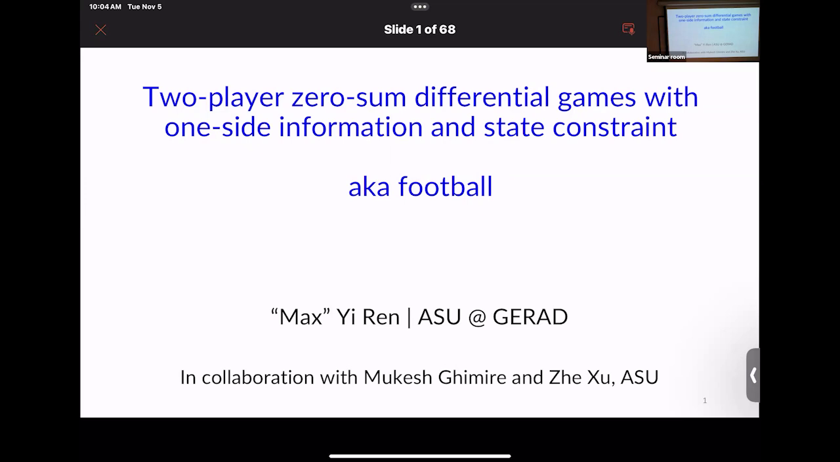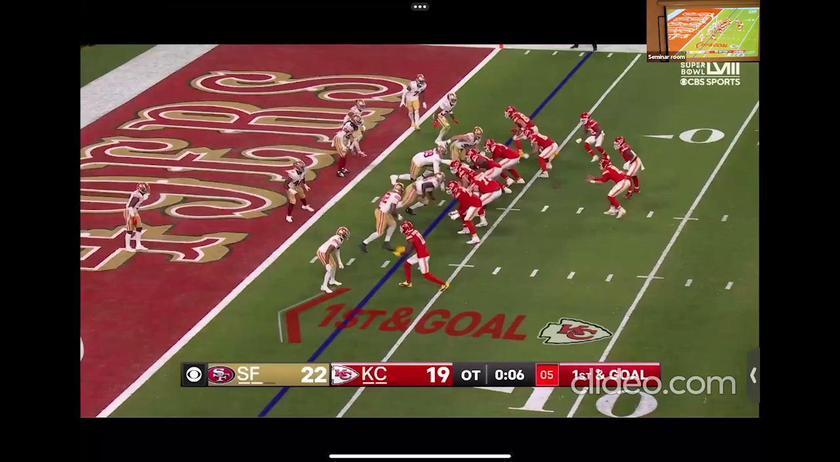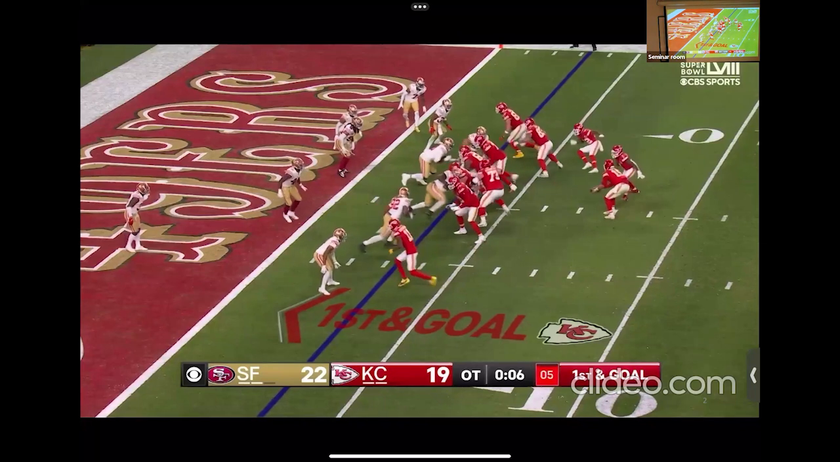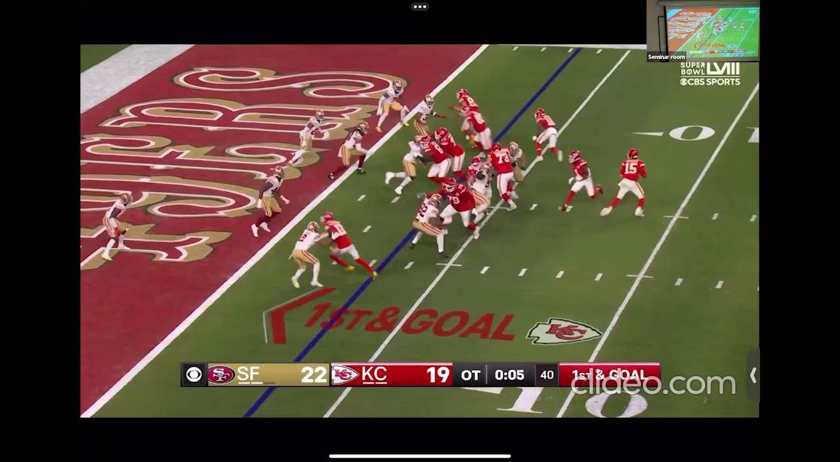Let me get started. So the topic is two-player zero-sum differential games with one-sided information and state constraint, aka football. Sorry to disappoint you. I mostly give this talk in the US. So this is how I get students to come to the talk.